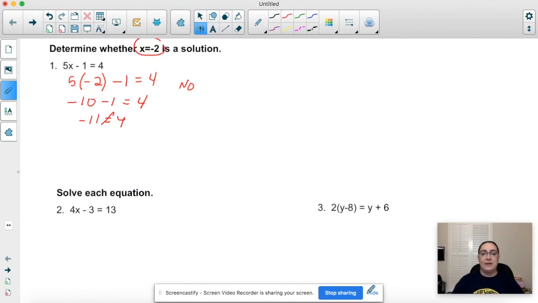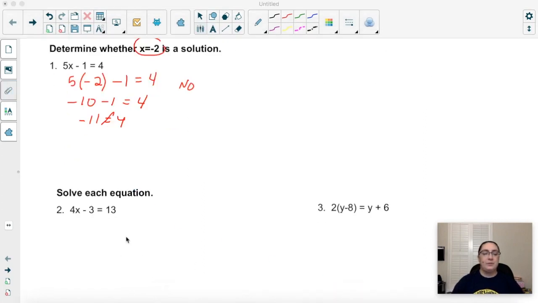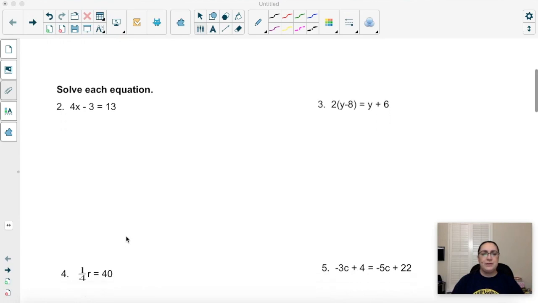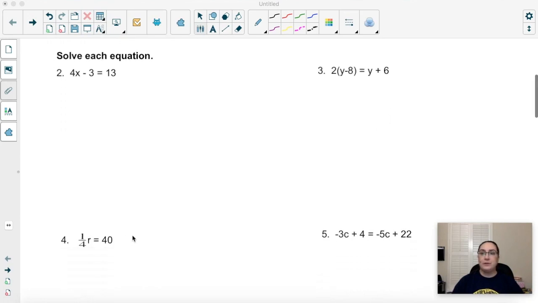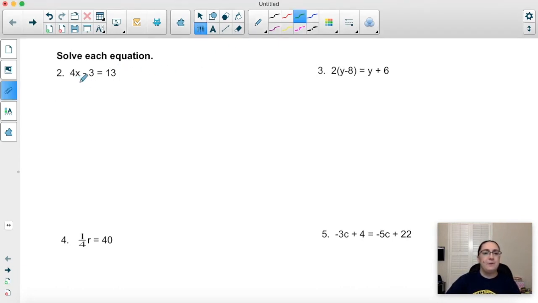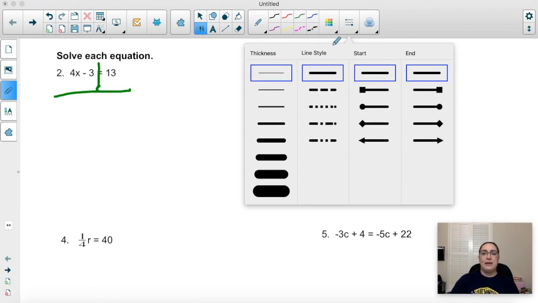Okay, so let's move on to number 2. Number 2 says solve each equation. So now we're going to solve. Number 2, we have here 4x minus 3 equals 13. This equal sign is kind of like the middle of the balance beam, so we're going to draw a little line there. You don't have to draw this upside down T. It's just that a lot of students like to do that to show the balance.